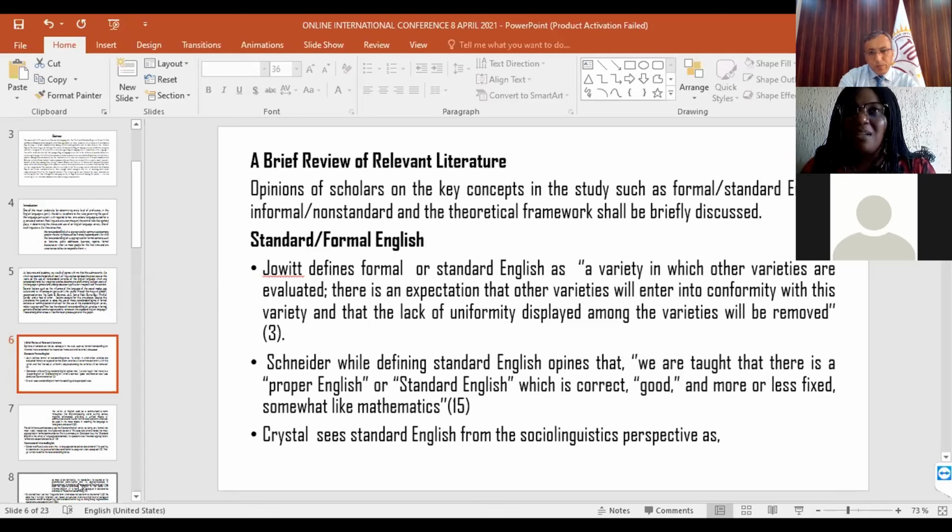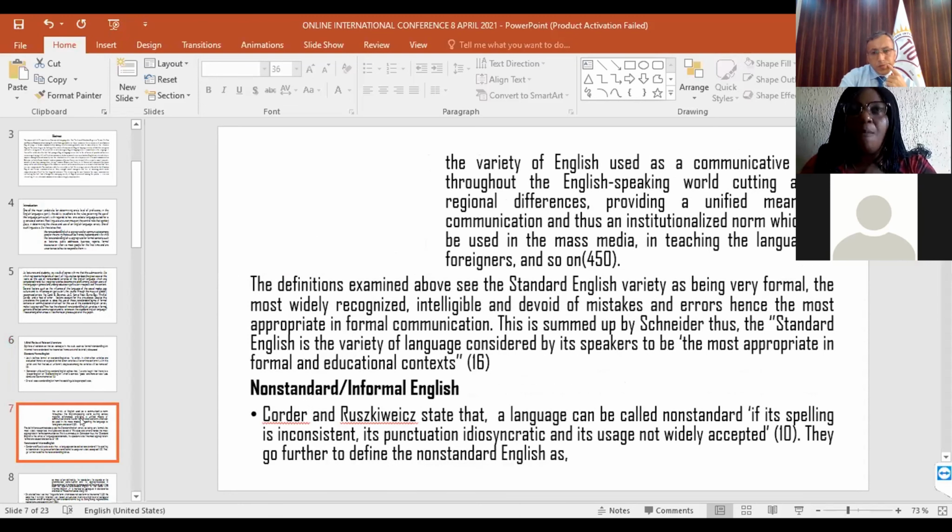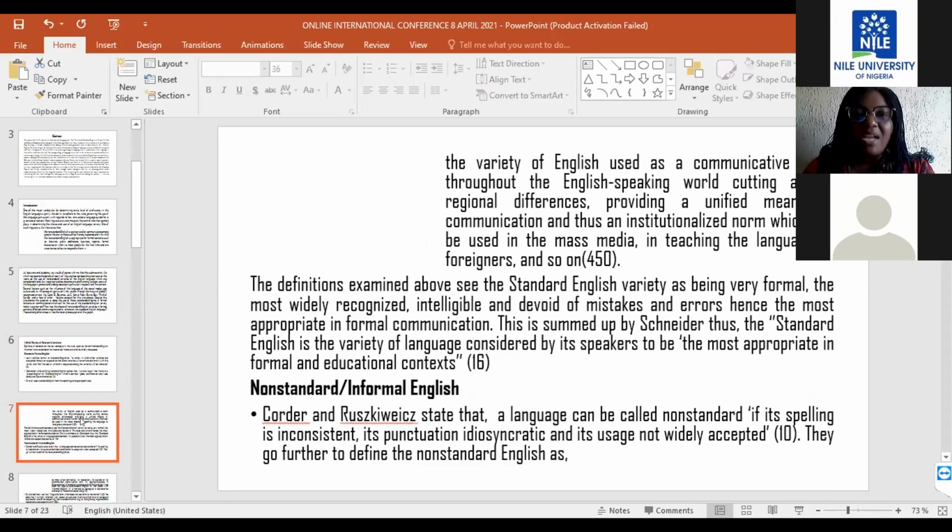In terms of spellings, pronoun. Now, based on all this that I've mentioned, drawing from the definitions put forward by these three scholars, we see that the standard English variety is the most appropriate for formal communication, as opposed to non-standard or informal English, which, from the definitions we have here, is inconsistent, its punctuation is idiosyncratic, and its usage is not widely accepted. In fact, it isn't even widely intelligible.